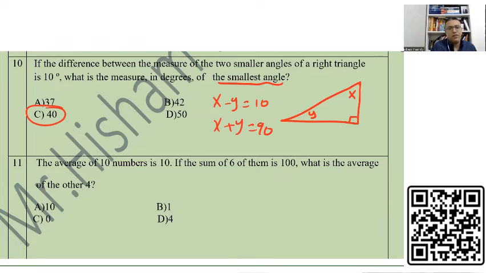So I'm looking for two numbers, their sum is 90 and the difference between them is 10. I think 40 and 50, because their sum is 90 and 40 is the smaller. 50 is the greatest, if he is asked for the greatest.